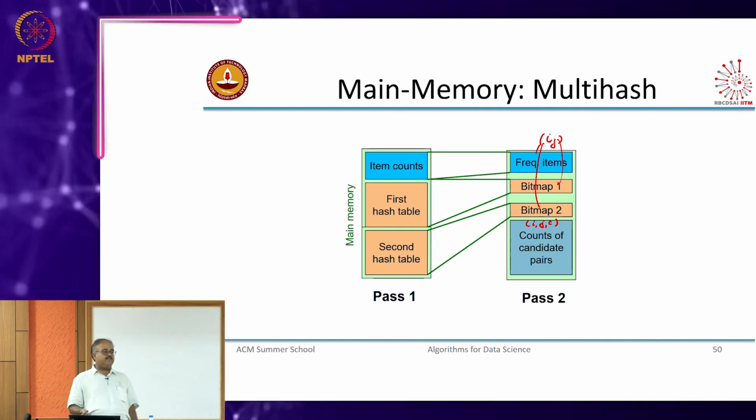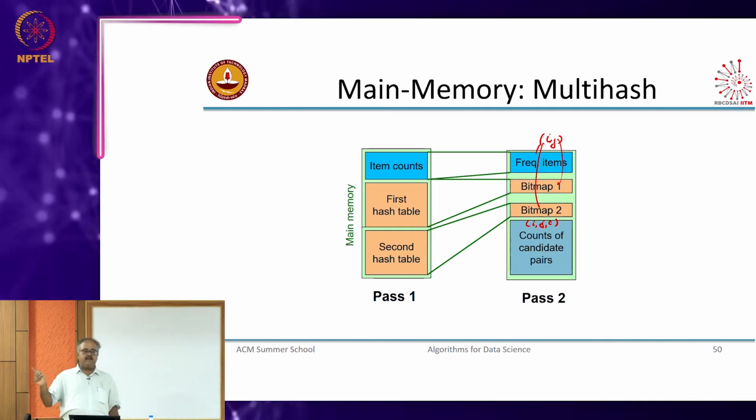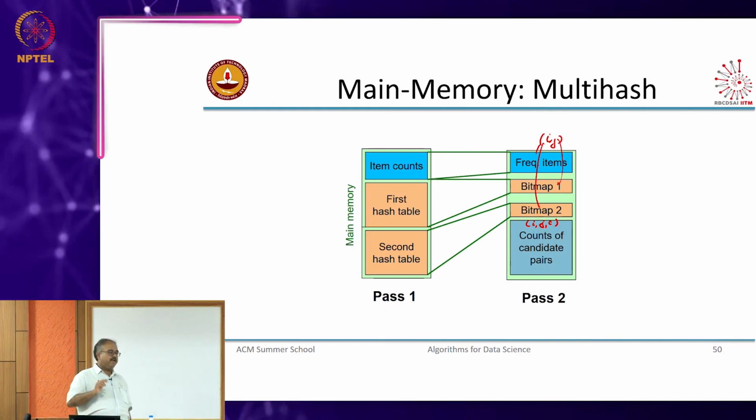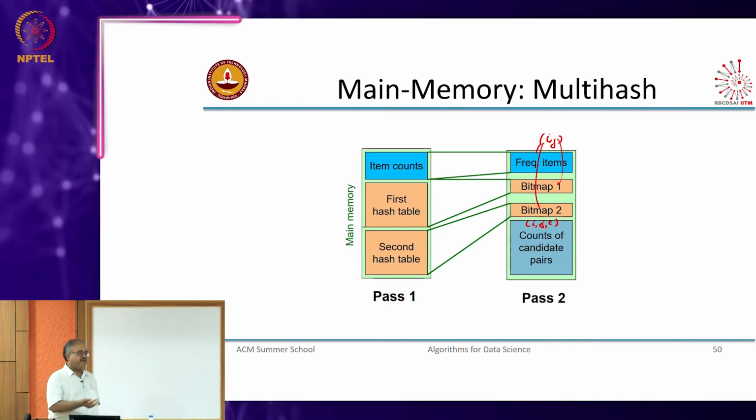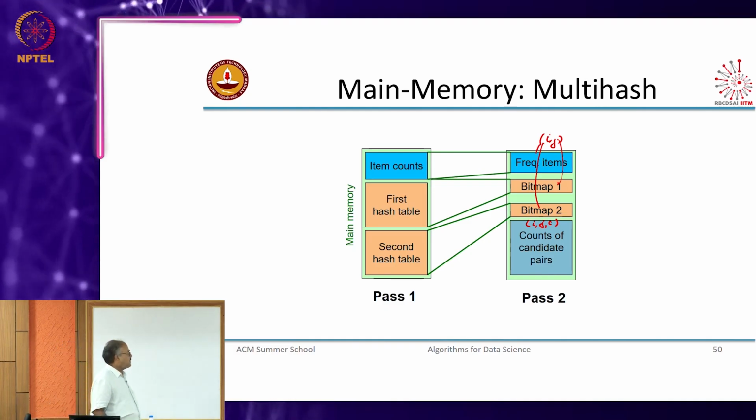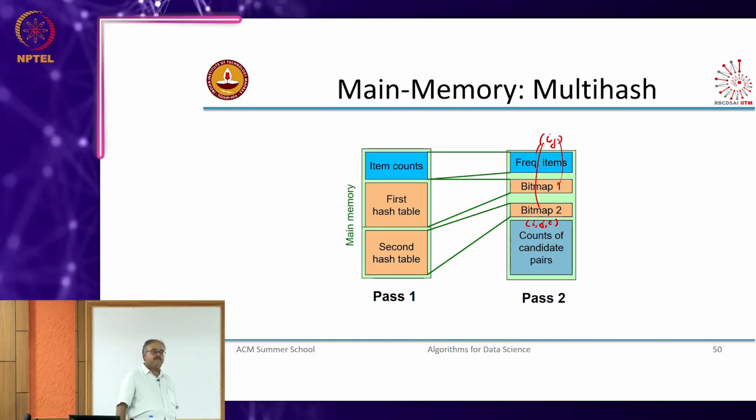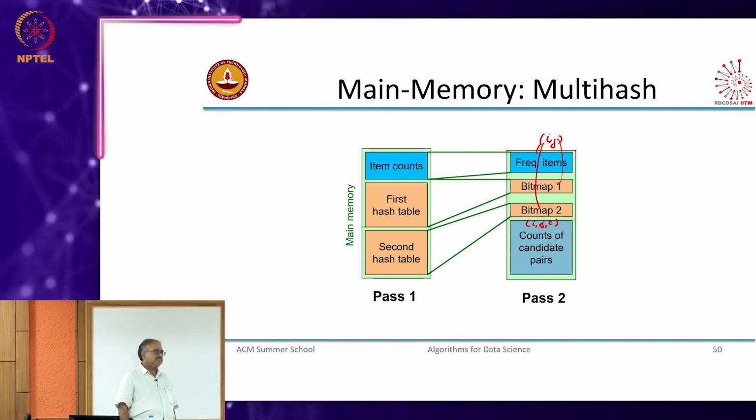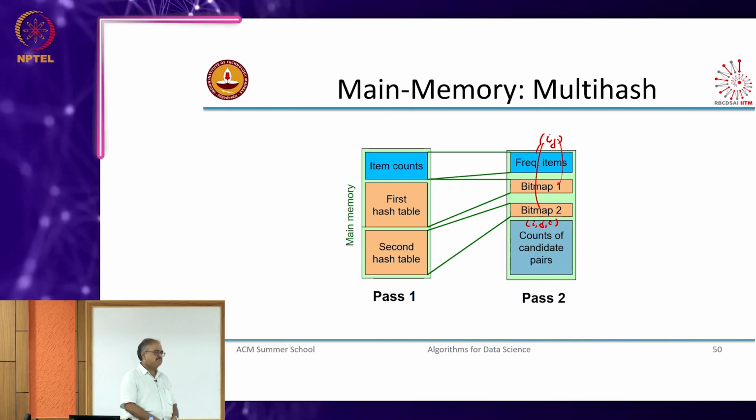So the advantage here is we are doing it in 2 passes, and we are taking advantage of the multi-hash idea. But what are we giving up? Always trade-offs involved in life, right? What are we giving up here?